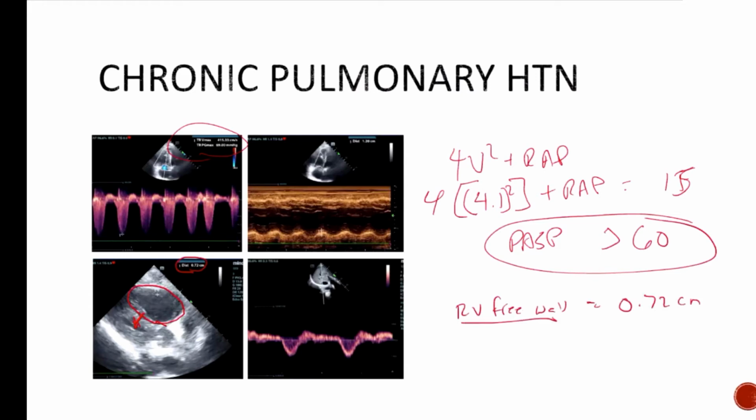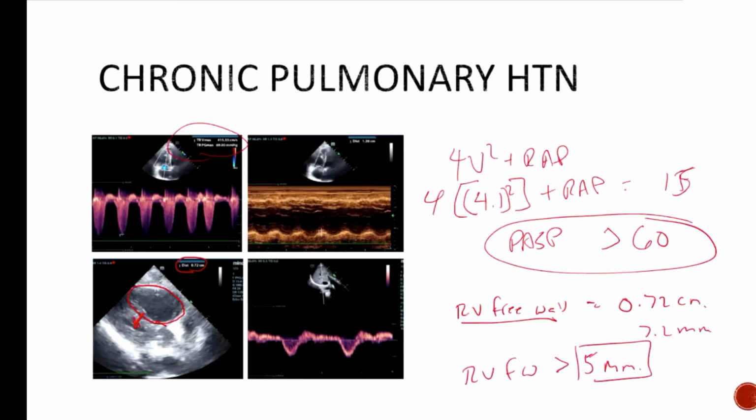0.72 centimeters. Do you remember the size of the right ventricle we talked about early in this lecture? So 2 to 3 millimeters. So if somebody has an RV free wall which is 7.2 millimeters, that's pretty hypertrophied, right? So if your RV free wall is greater than 5 millimeters, that is highly suggestive of a chronic process.